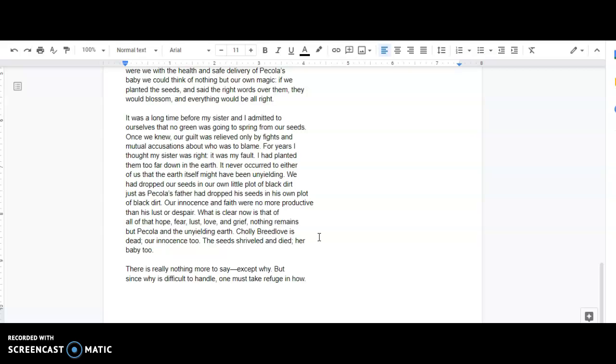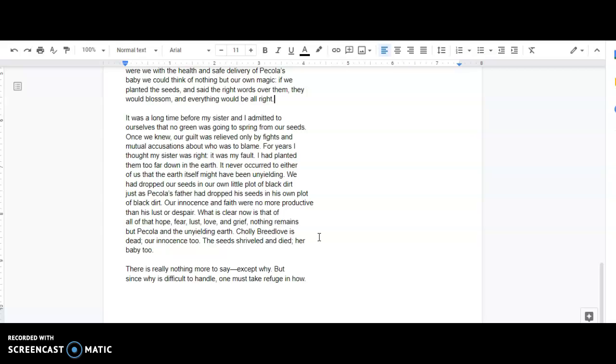What is clear now is that of all of that hope, fear, lust, love, and grief, nothing remains but Pecola and the unyielding earth. Cholly Breedlove is dead, our innocence too. The seeds shriveled and died, her baby too. There is really nothing more to say except why. But since why is difficult to handle, one must take refuge in how.